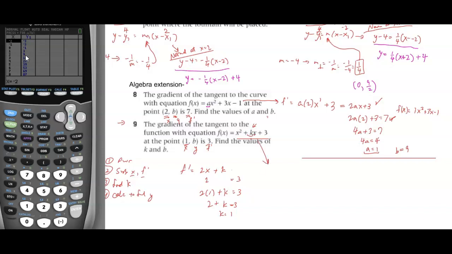Now I have an equation that I can put in the calculator. X squared plus x plus 3. Using this, I could find the y value, right? Just like I did before. X squared plus 1x plus 3. Okay, and then I'm just going to look at the table.